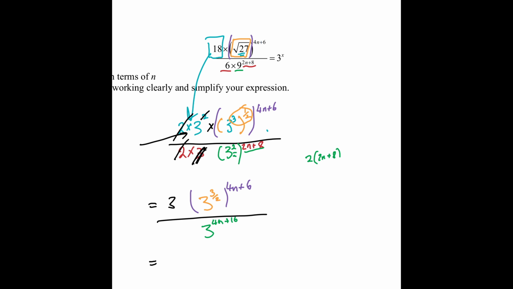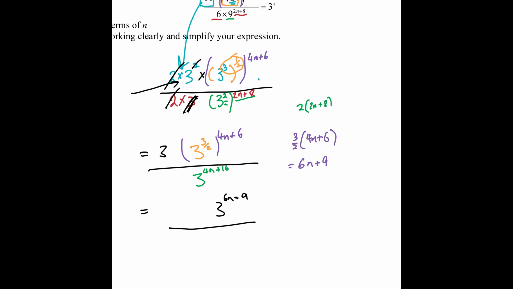So I'm also going to do something similar now for the purple bracket on the top. I'm going to multiply 3 halves by 4n plus 6. This gives you something quite nice. So 3 halves times 4. Well, 4 divided by 2 is 2 times 3 is 6n. And 6 divided by 2 is 3. 3 3s are 9. So in the numerator, the bracket's going to be 3 to the 6n plus 9.